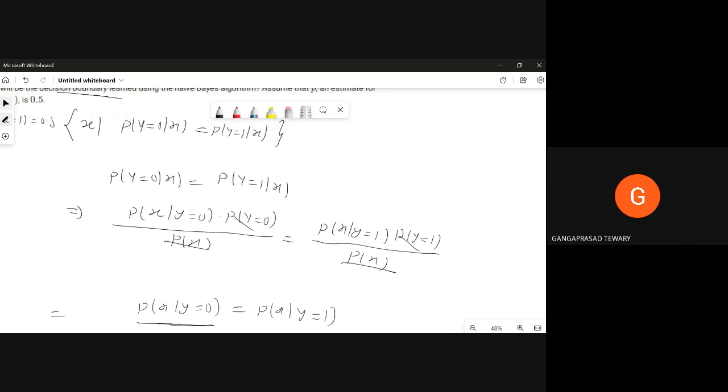Sir, can this Gaussian naive Bayes be applied for multi-class classification also, sir? Yeah, it can be applied.